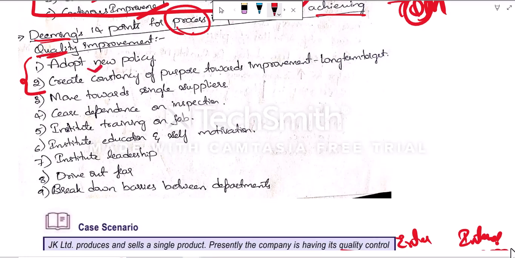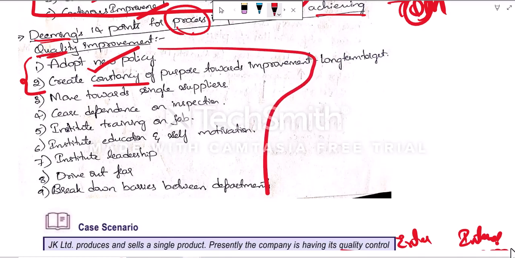First one is we should adopt the new policy and we should create constancy. See, we should create a long term target. And see, the first wordings are given in ICAI material, but here I kept hyphens for some words which are not familiar to us, which we cannot understand by seeing that. Okay, see, we have to create a constancy of purpose towards improvement, meaning we should have a long term target, and we should move towards a single supplier.